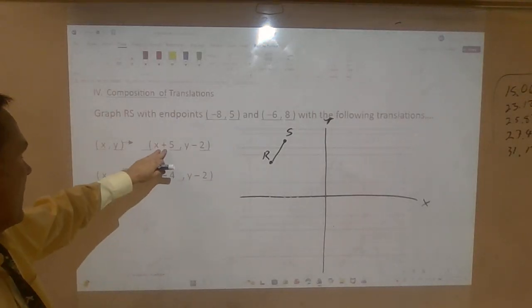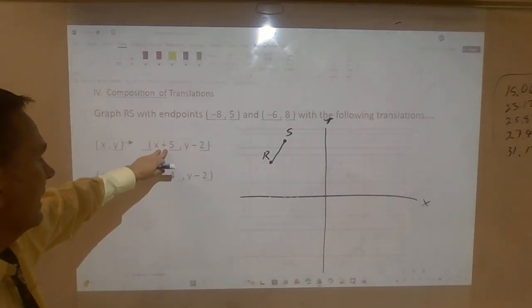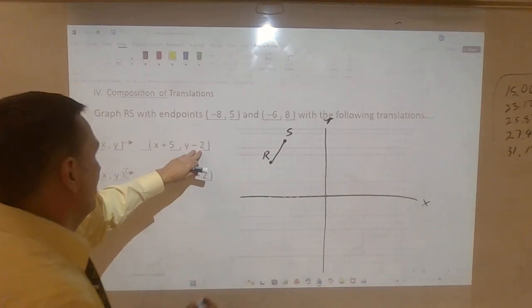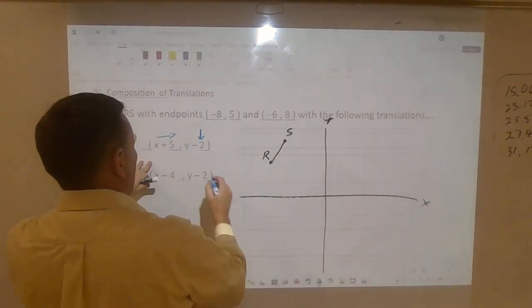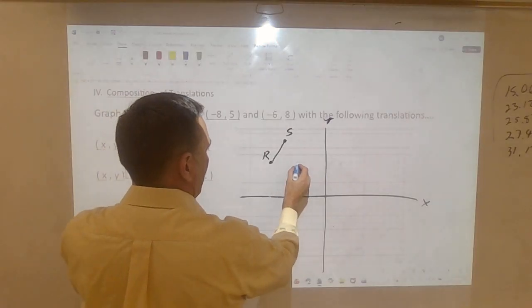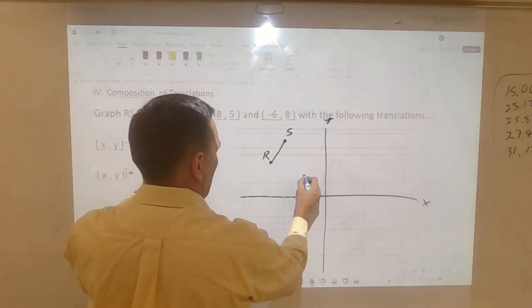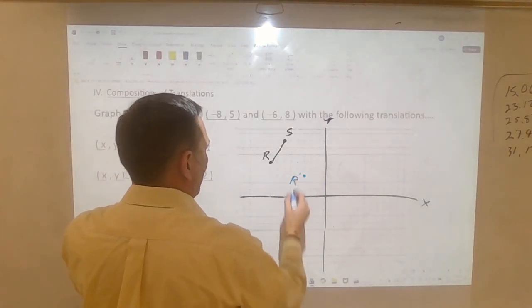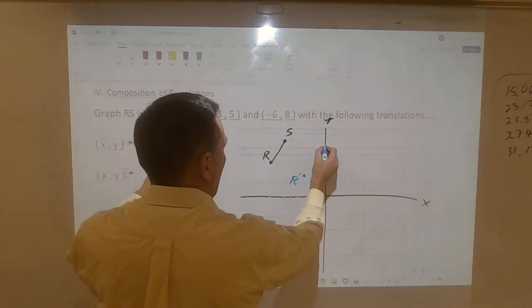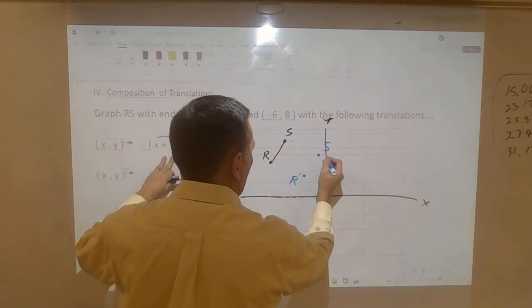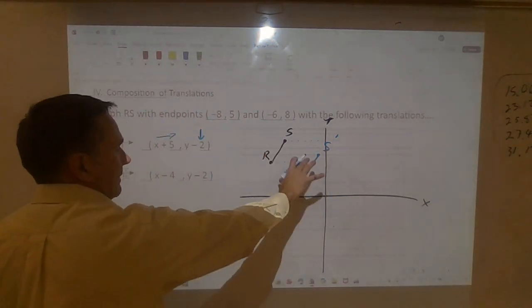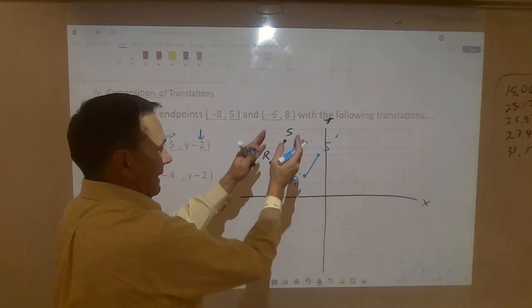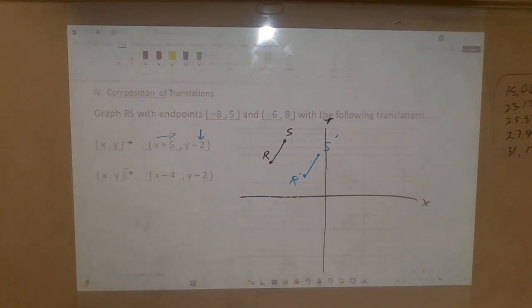The first one, we're going to go +5 with the x and y -2. So we're going to go 5 to the right, 2 down. 1, 2, 3, 4, 5, 1, 2. Here's my new R. 1, 2, 3, 4, 5, down 2. Here is my S prime right here. It's the same length, it's at the same angle, everything stays the same. But that's only half of it.